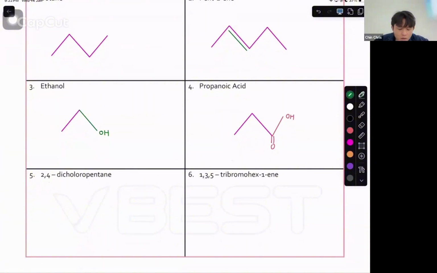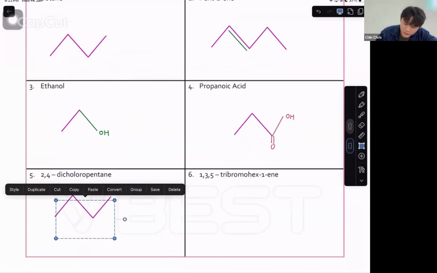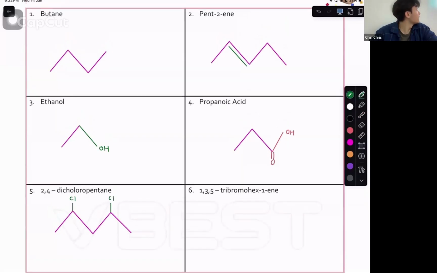Alright, next we have 2,4-dichloropentane. Pentane is going to be 5 carbons, 1, 2, 3, 4, and 5. You have 2 chlorines, which means 1 Cl on the second position and a second Cl on the fourth position. Done. So now you know how to draw, yeah? Last one, go.